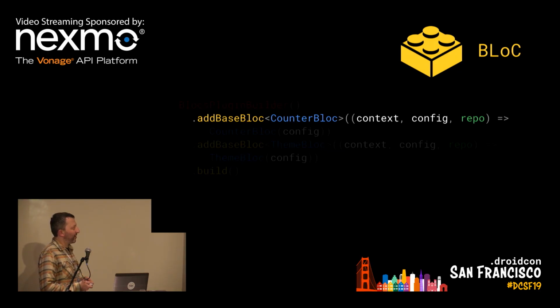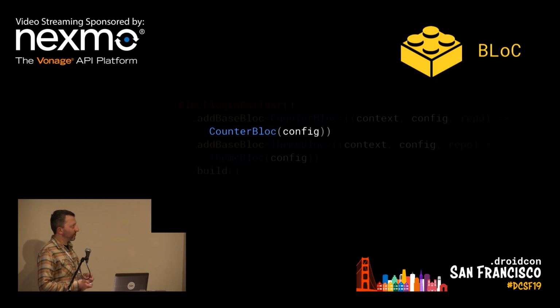So what you have here is context and config. Context is the path parameters. Config here would be number 42. And then you have a repo which allows you referencing other blocs within the scope of the widget. So you could get an instance of the theme bloc and use it somehow with the counter bloc. But you don't need that. All you need is just a config, which is number 42, and you pass it to the counter bloc.